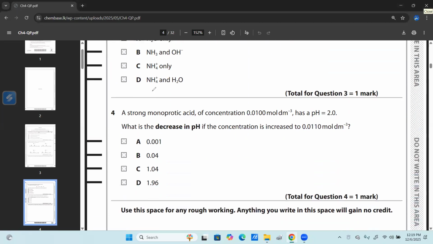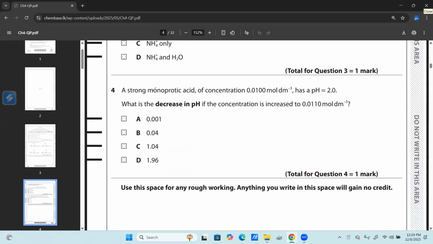Then we see the next one. A strong monoprotic acid of concentration 0.01 has a pH 2. What is the decrease in pH if the concentration is increased to 0.011? So children, first we need to find the pH of that acid. Minus log, monoprotic means it has only one, like HCl, 0.011. So if you find the pH, it's minus log 0.011, you get it as 1.95.